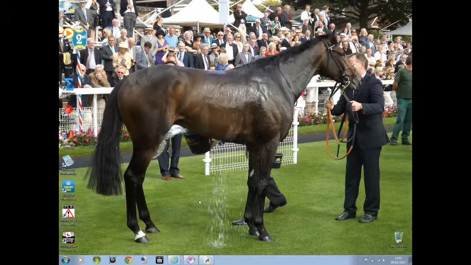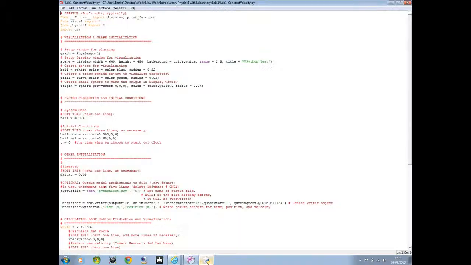So I'm just going to close that down now and open up IDLE, VPython, where I've got the program set up. And basically at the top I haven't really altered anything, I've kept that the same. So I'm just moving down now to system properties and the initial conditions. We can see I've put the mass of the ball in to be 0.45 kilograms.